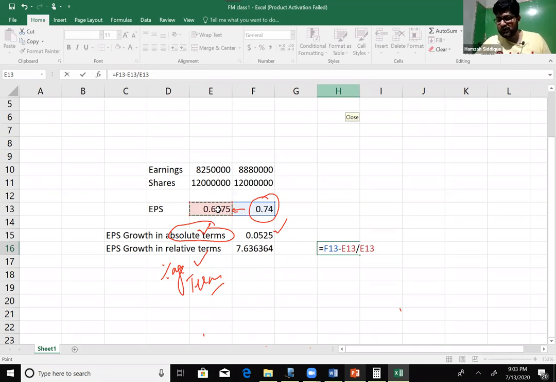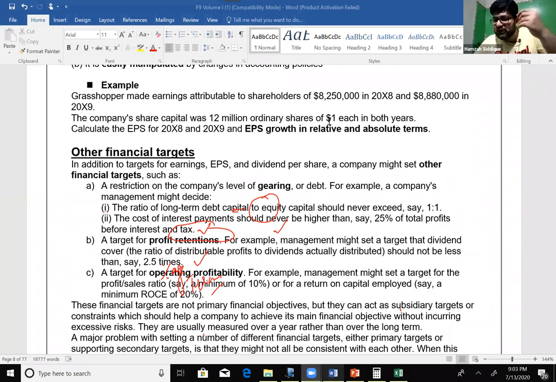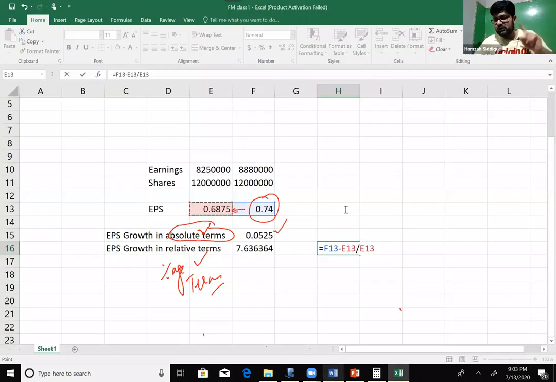I am not talking about profit before tax or after tax. Whatever is given, just focus on that. This is out of the context right now. Because we are not doing F7, remember. We are trying to understand EPS, other financial aspects, not accounting aspects.